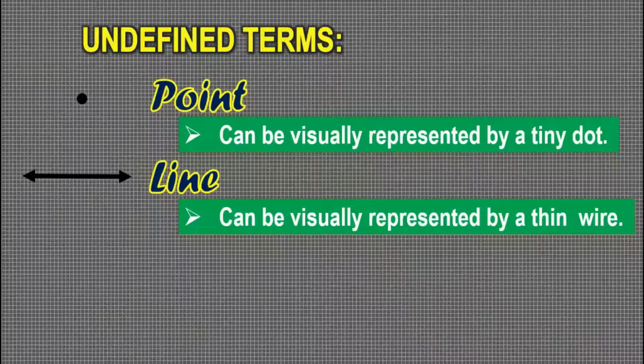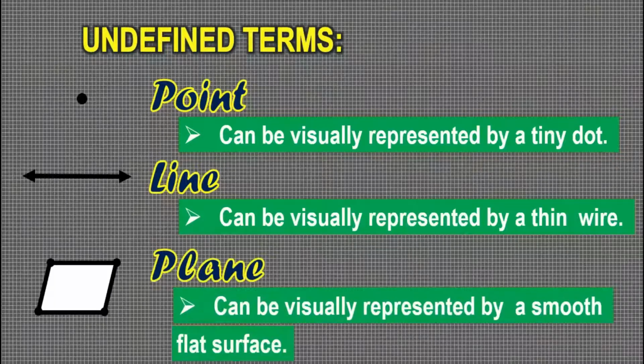Line can be visually represented by a thin wire. As we go on to its higher definition in mathematics, later on, a line extends indefinitely in opposite directions, which the arrows signify, and every line consists of many tiny dots, which are commonly called points. Lastly, if there are at least 3 points to connect, this introduces us to our third undefined term, which is plane. Plane can be visually represented by a smooth, flat surface.